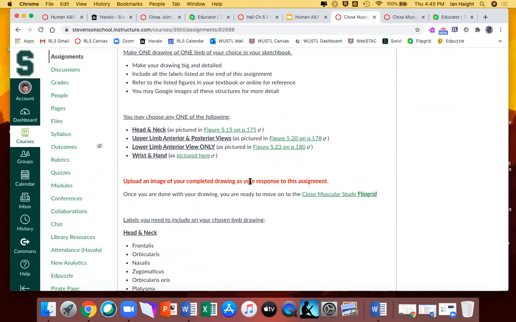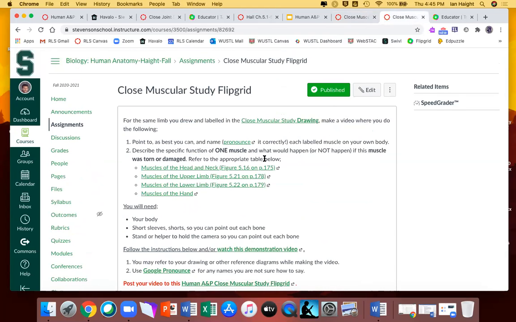And then once you're done with your drawing, you can move on to the Flipgrid, which is very similar to what we did before with one added detail. I would like you to, for the same thing that you drew, again on the Flipgrid, point to the different muscles as best you can and name them. But then what I would like you to do is pick one muscle in particular. And you can find out information from these summary tables.